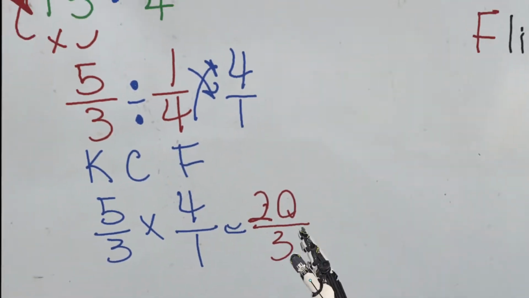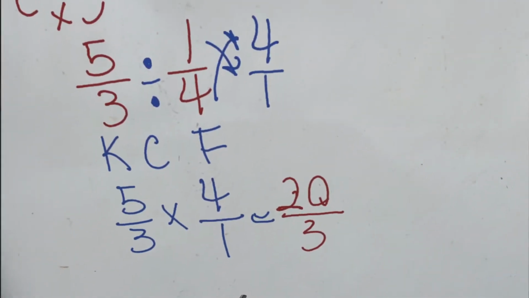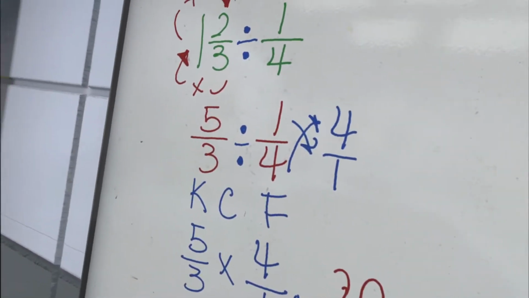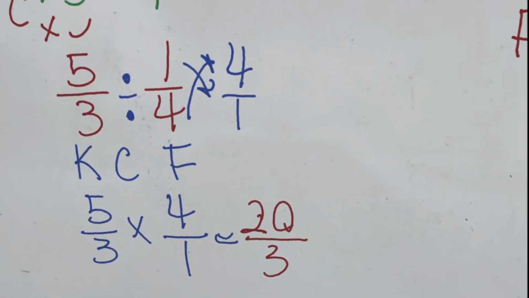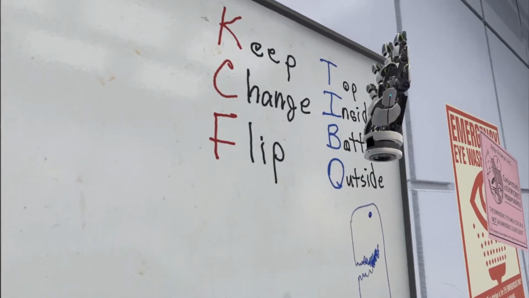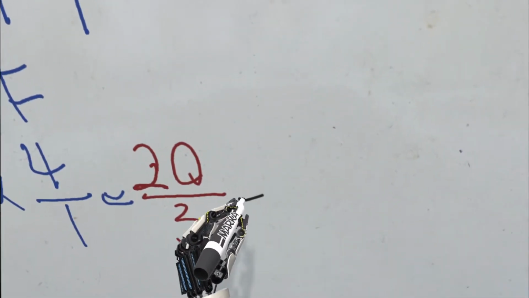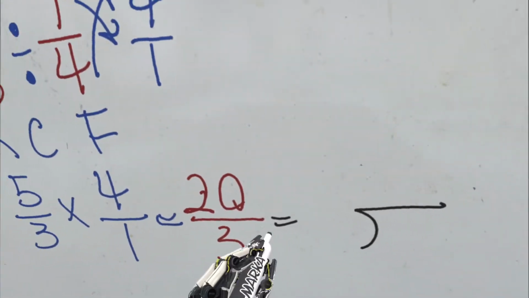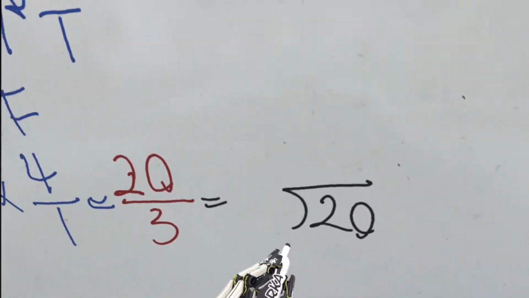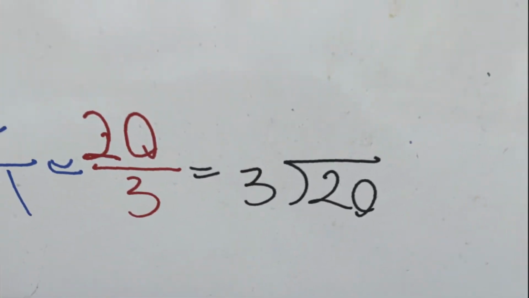Alright, so let's step back and look what we have right here. That is an improper fraction. You never want to have as your final answer, usually, an improper fraction, whether you're multiplying or dividing. So we've got to change this. Whenever you have an improper fraction, that's when we use TIBO, top in, bottom out. So let's set that up. You're going to put the top number, 20, inside. Bottom number, 3, outside. So I'm going to put it here, outside.